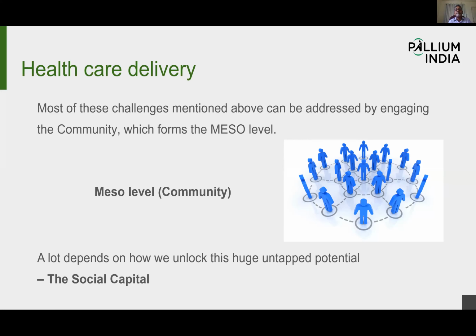If we focus on the level in between the micro and the macro level, this becomes very interesting. The whole scenario changes when you talk about the community, or we call it the meso level, the level in between. The challenges that we see in providing or implementing palliative care services disappear. It's all about unlocking this social capital, as we call it. It's out there. It's a treasure box. Probably you don't have the key to that treasure box. If you are able to find that key and open this up, I'm sure a lot of the challenges that we talk about will just disappear.